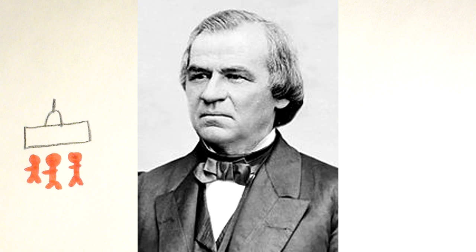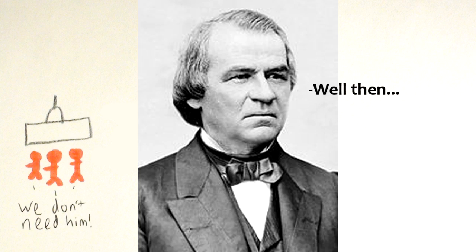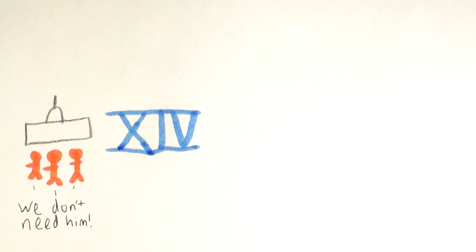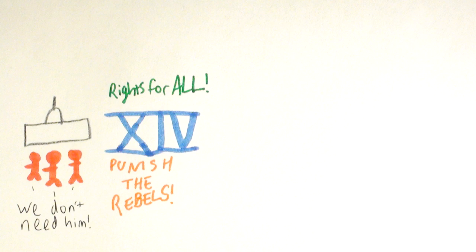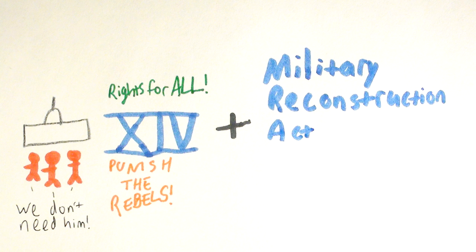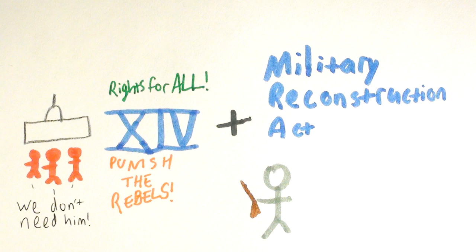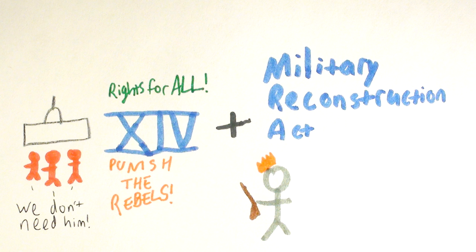In an attempt to thwart these laws, Republicans in Congress turned their back on President Johnson and created the 14th Amendment, which guaranteed full rights for all citizens, while also preventing former Confederate officials from gaining power. To help enforce this, Congress passed the Military Reconstruction Act, which effectively gave the Union military control over the South until the states approved the 14th Amendment.